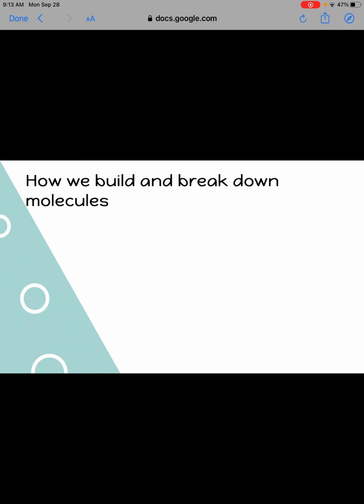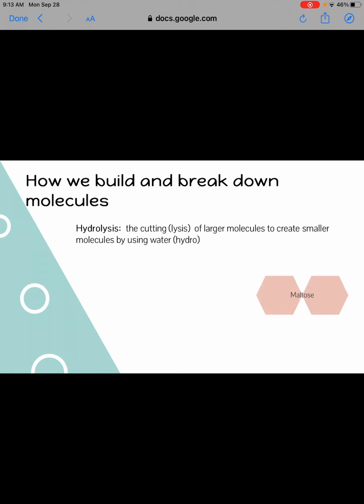Now, this is where we're going to spend most of our time. We're going to talk about hydrolysis, the cutting or lysis of a larger molecule to create smaller molecules by using water. So hydro, water, lysis, cutting. We're going to use water to cut apart molecules. Let's go back to my example of maltose. Maltose is a compound made out of two glucose molecules. It can be made smaller. What ends up happening is water gets introduced right at the bond site, and it eventually breaks it apart back into its two glucose molecules, adding back on the hydroxide and the hydrogen ion, okay?